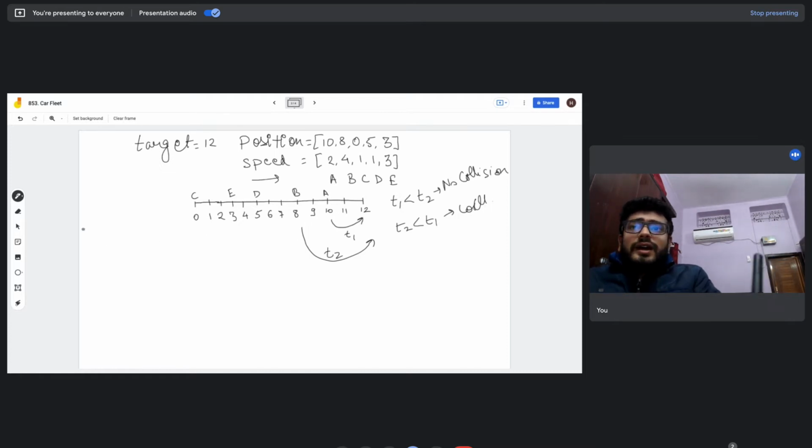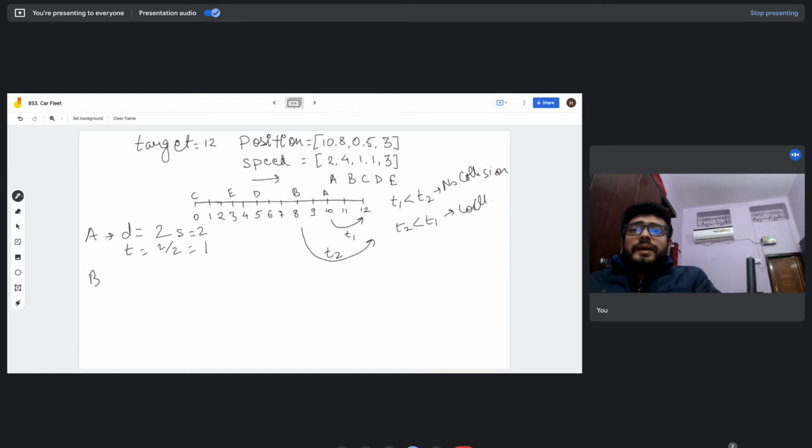So for car A, the distance between the target and the position of the car, let's denote it by D, is 2. Basically 12 minus 10, which is 2. The speed of the car, from here we'll look into it, is 2, right? So the time it will take will be equivalent to distance divided by speed, which is 2 by 2, which is 1. So A will take 1 second to reach the target.